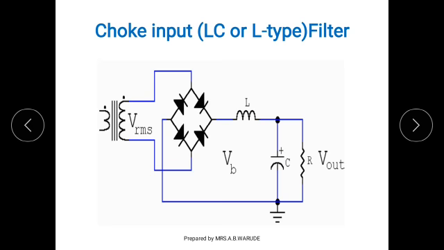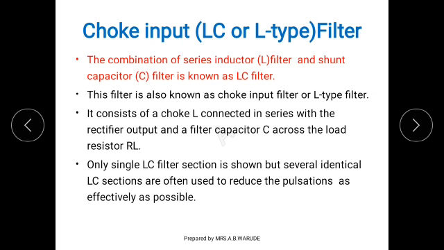See here, if we observe this inductor and capacitor, they are connected in series, and that is series inductor filter. And if we observe this combination, that is capacitor that is across load resistor, that is called as shunt capacitor, and therefore this is the combination of series inductor, that is L filter, and shunt capacitor filter, that is C filter. Therefore it is named as L type filter or LC type filter.